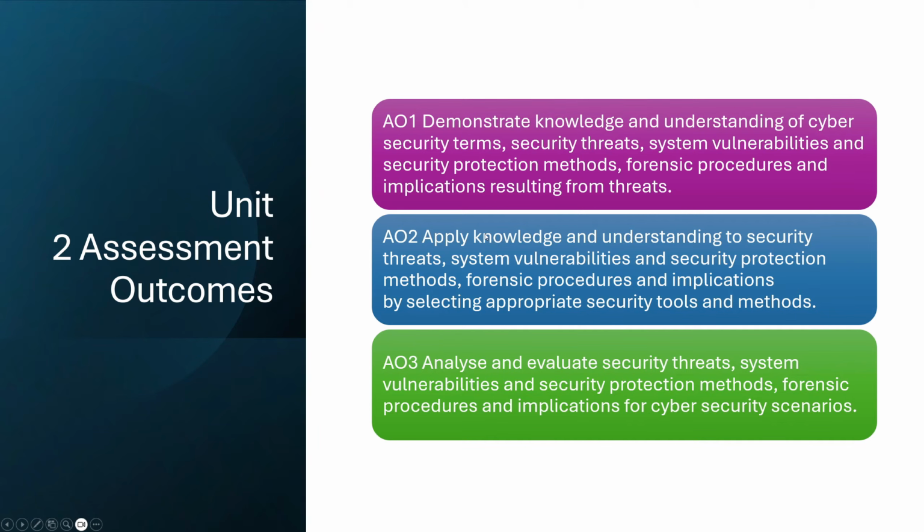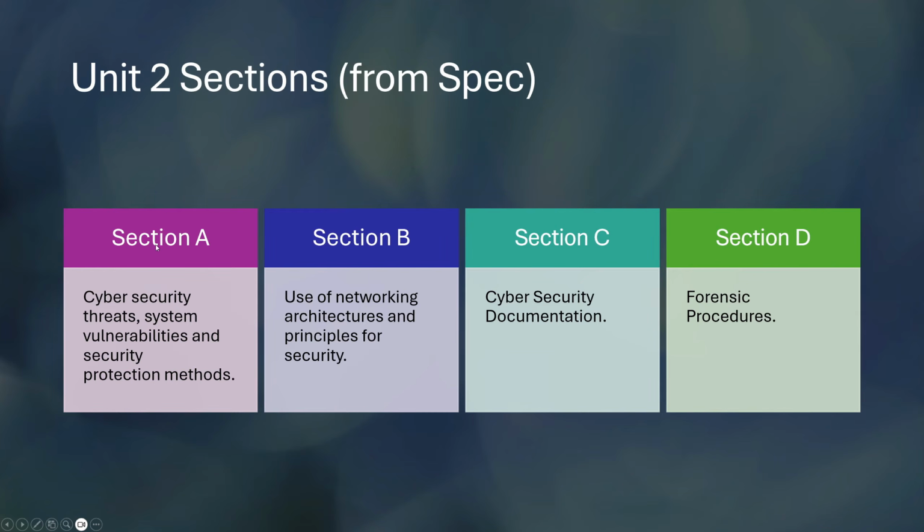Unit 2 also has 3 assessment outcomes, and here they are again. From the spec, Unit 2 has 4 sections, A, B, C, and D. And again, we can go ahead and read that.